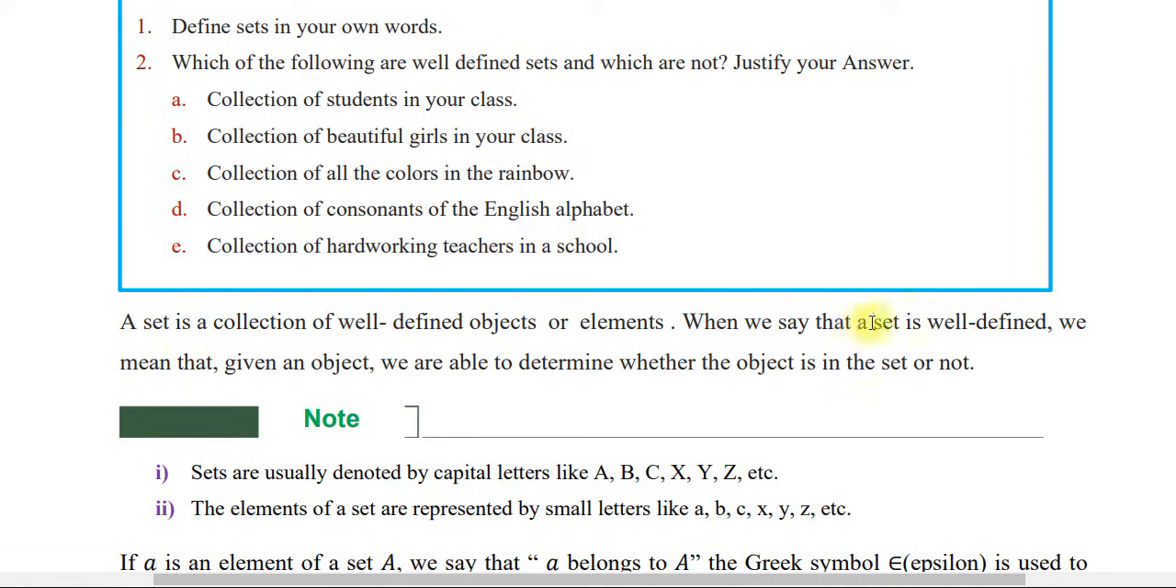When we say that a set is well-defined, we mean that given an object, we are able to determine whether the object is in the set or not.